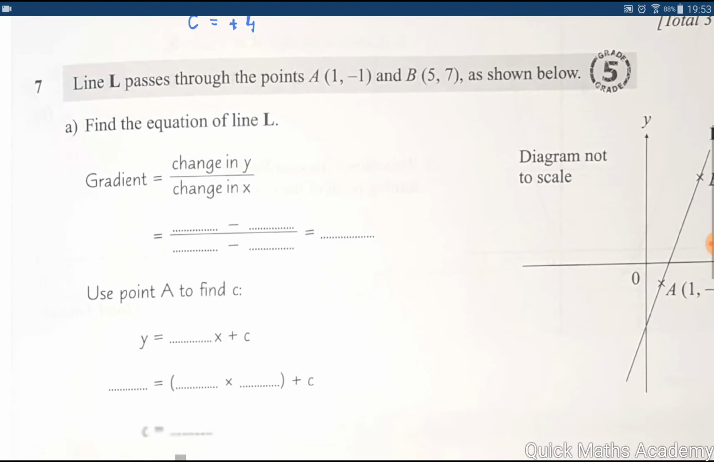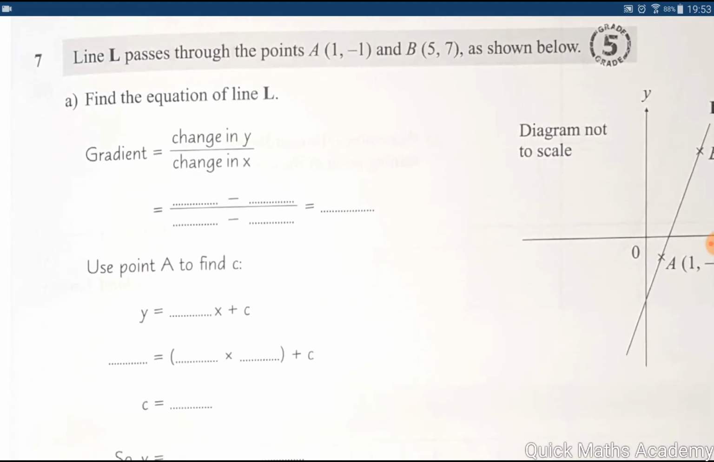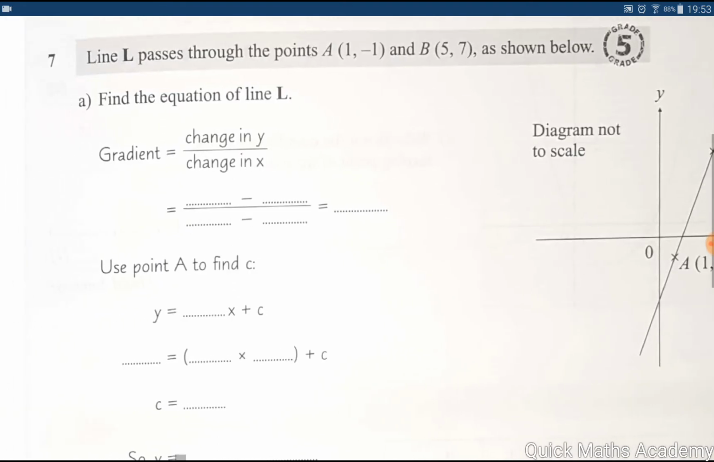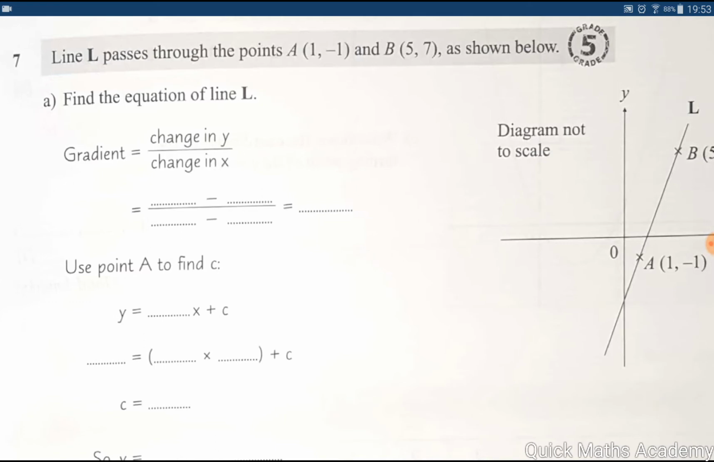Exercise 7. Line L passes through those points A and B as shown below. We have a diagram there, and they ask us to find the equation of the line L. To find the equation of a line, I need my gradient and I need my c. In mx plus c, I need my m and I need my c.